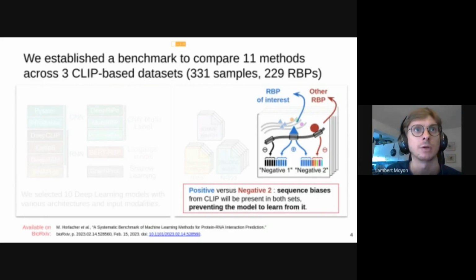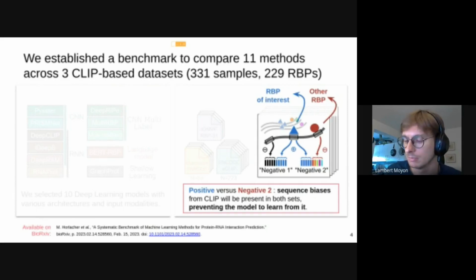The first one, which we labeled -1, consists in classifying between regions bound by an RBP of interest versus regions that were not bound by any RBP in the dataset. The second approach, which we labeled -2, consists in classifying between regions bound by an RBP of interest versus regions bound by other RBPs. This setting is critical because CLIP is known to be associated with specific sequence biases that the models might learn from in the -1 setting, while in the -2 setting, these biases will be equally present in both classes.